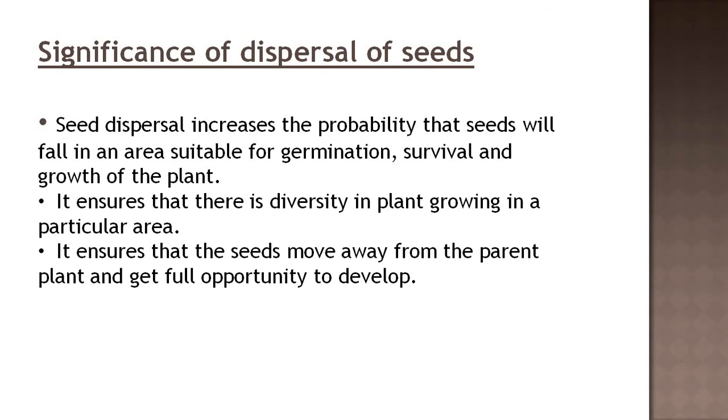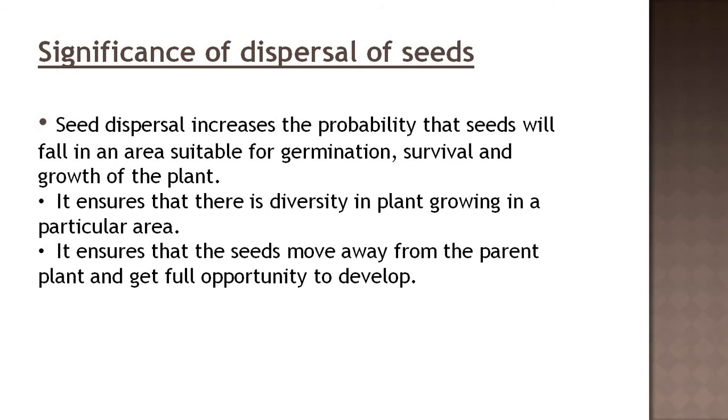Second, seed dispersal also helps in increasing the area over which a particular type of plant may be found. Due to seed dispersal, there is a diversity in the plants growing. Means because of seed dispersal only, in a single field you find a lot of variety of plants. If seed dispersal will not be there, then what will happen, children? You will find only one type of plant in one garden or field. So dispersal of seeds ensures the diversity, variety of plants growing in a particular area.